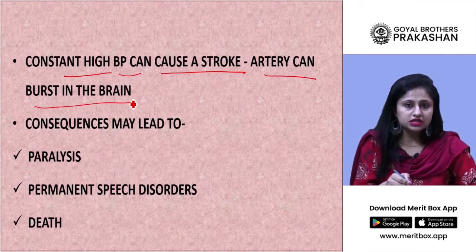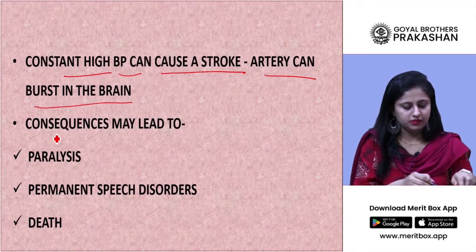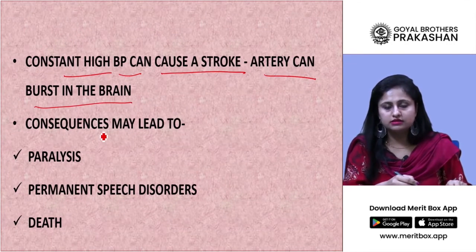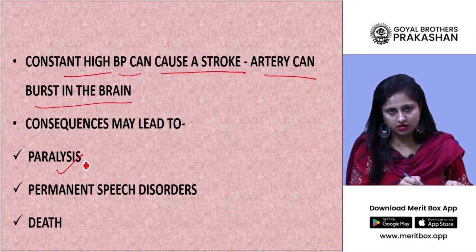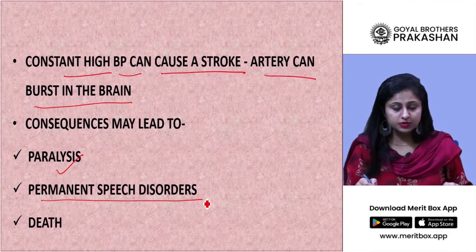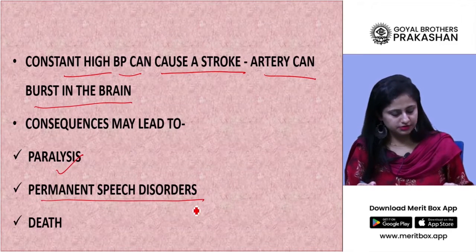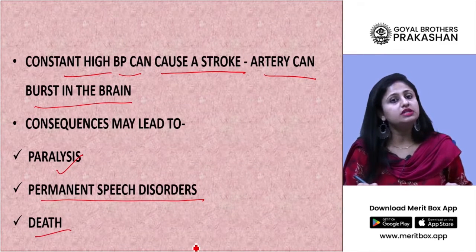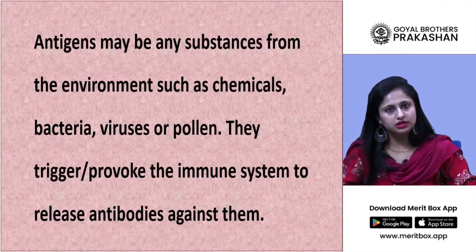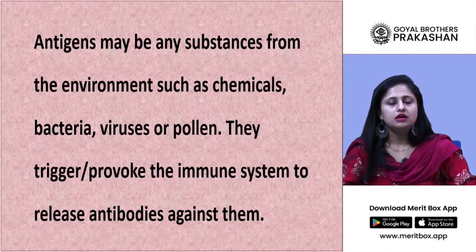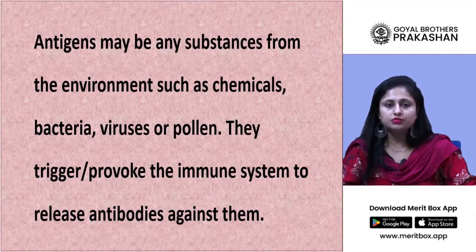Artery can burst in the brain, and as a result some consequences may be like paralysis may occur, permanent speech disorders could occur. There are some chances of even death of a person. Now we are about to move to another topic, that is blood group. So before moving ahead, it's important to know two terminologies, that is antigens and antibodies.